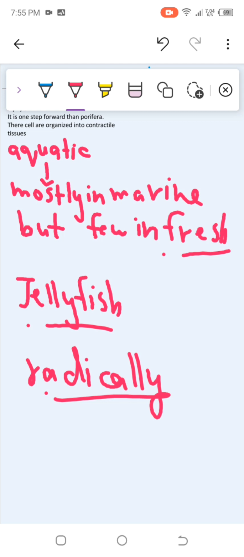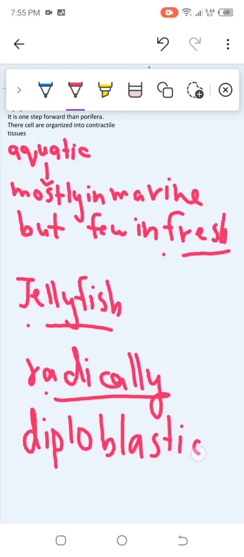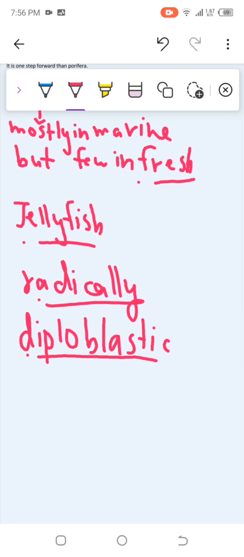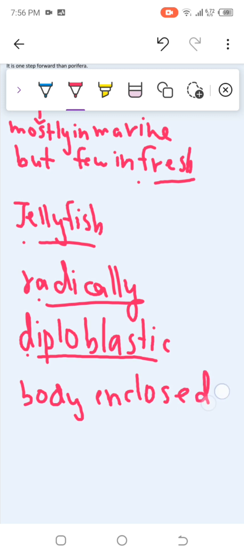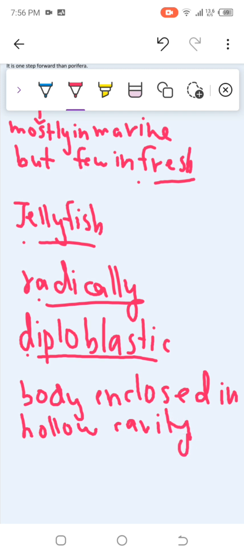After that, they are diploblastic. Diploblastic means they have two layers, endoderm and mesoderm. After that, their body is enclosed in a hollow cavity. Inside the hollow cavity, their body is enclosed. That is known as the gastrovascular cavity.